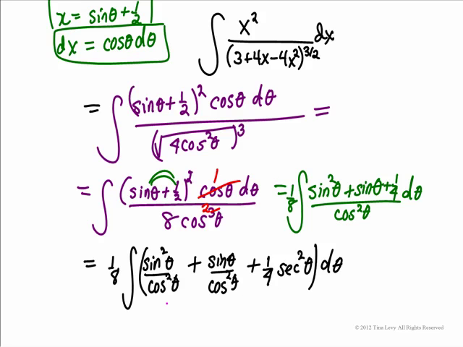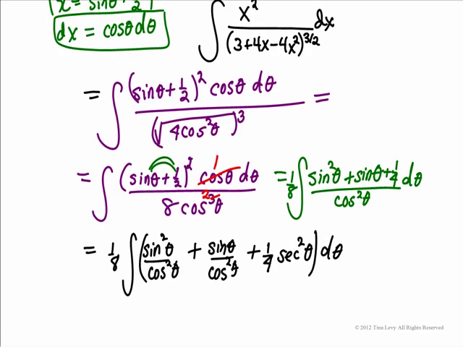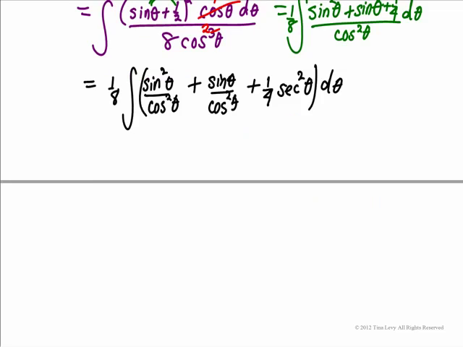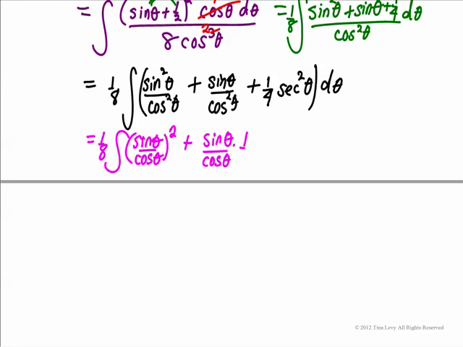Now I'm going to write these so you can see what we're going to be doing. I'll go to the next page for a minute. We have 1/8 the integral of sine theta over cosine theta, squared. We have sine over cosine times 1 over cosine. And then we've got 1/4 secant squared theta d theta. We made that last switch.